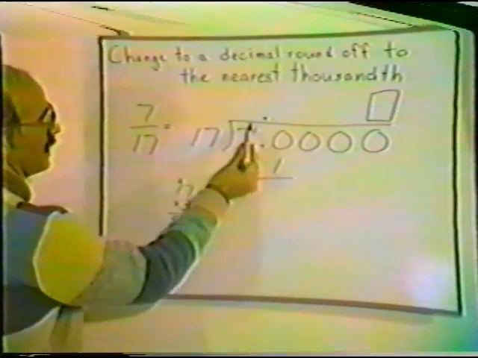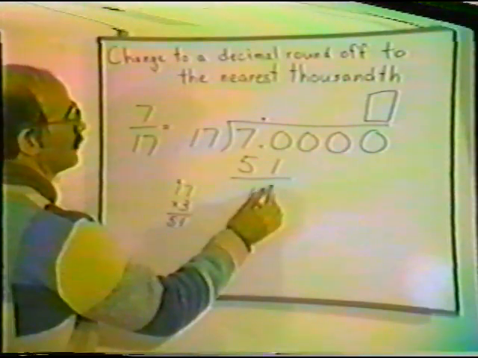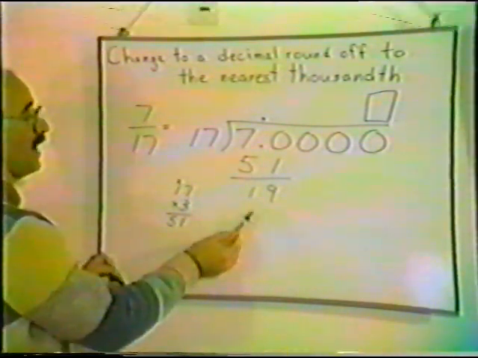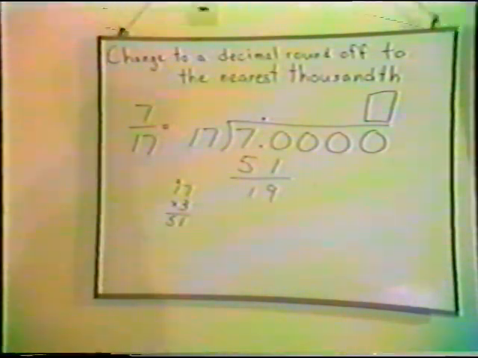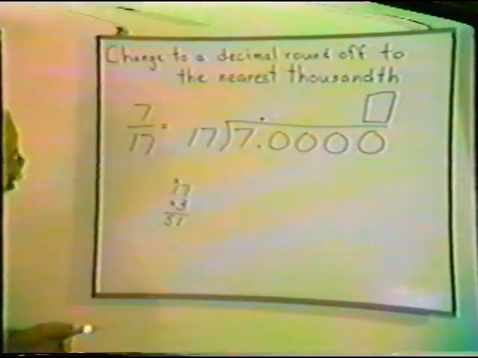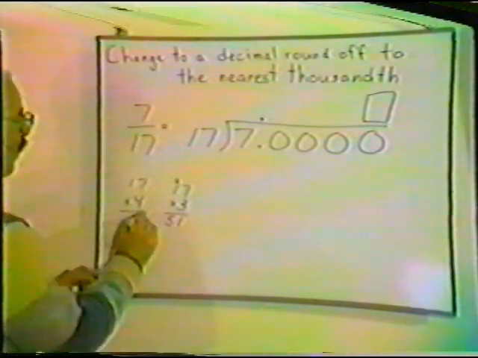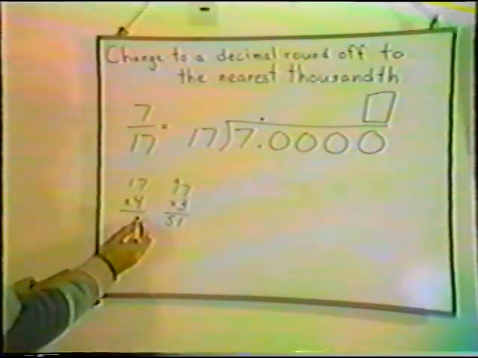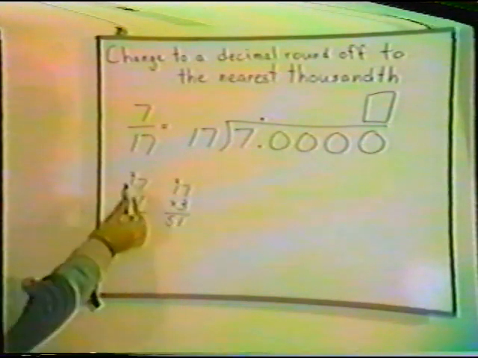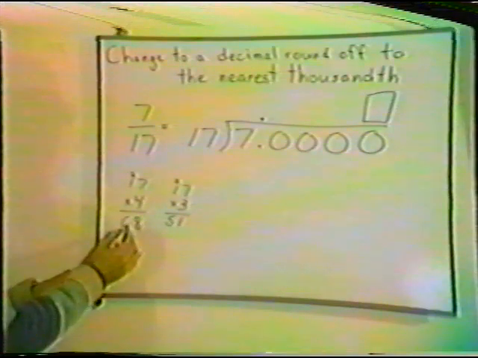The 7 would become a 6 to make this a 10, and our answer would be 19. Is 19 a good remainder when we're dividing by 17? No. That means the 3 was too small. Let's try 4. 17 times 4. 7 times 4 is? 28. Put down the 8, carry the 2. 1 times 4 is? 4. Plus 2, 6. Now that's better.